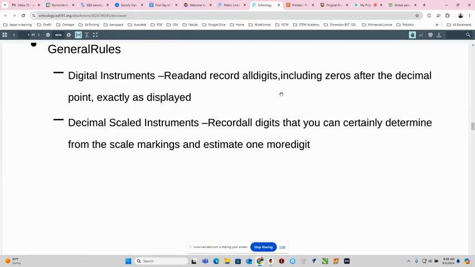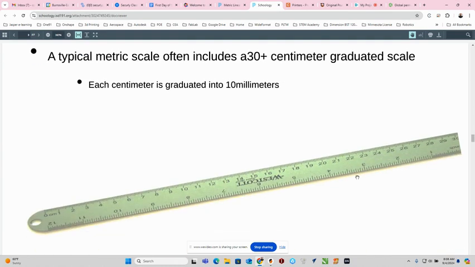General rule of thumb is your digital instruments are going to be more exact. So that's going to be like when we do dial calipers and stuff, that's going to be more exact. The decimal scaled instruments are not as exact. This hopefully is maybe not exactly what you have, but similar, where you have centimeters on one side and then inches on the other. So the 0 to 1 is a centimeter, and then there are 10 millimeters in between there. So if it's a centimeter, you would go 1 centimeter. Okay. If it's 1 millimeter or 4 millimeters, you'd go 4 millimeters, mm.